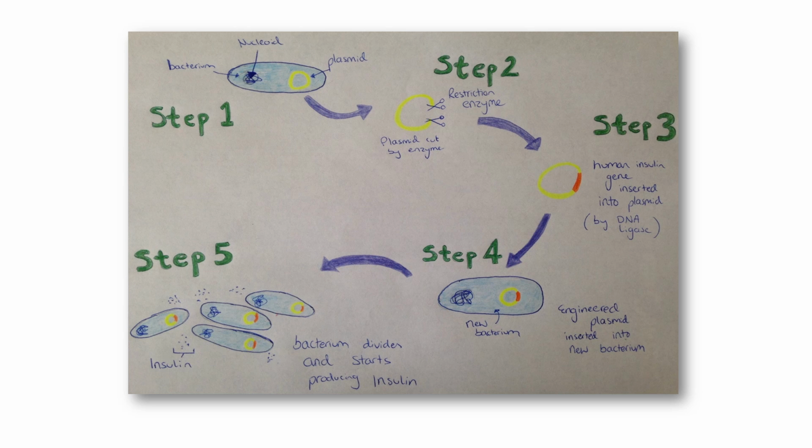The plasmids have a tetracycline resistance gene. In step 4, the engineered plasmid is inserted into the new bacterium, which will divide and start producing insulin. Tetracycline is added, and any bacteria that don't have the recombinant DNA will be killed off. The insulin can then be harvested and used by diabetics.